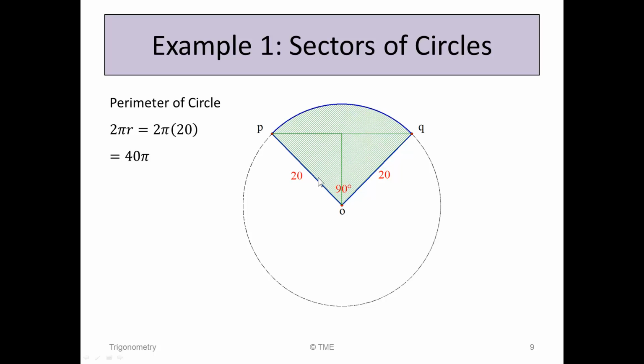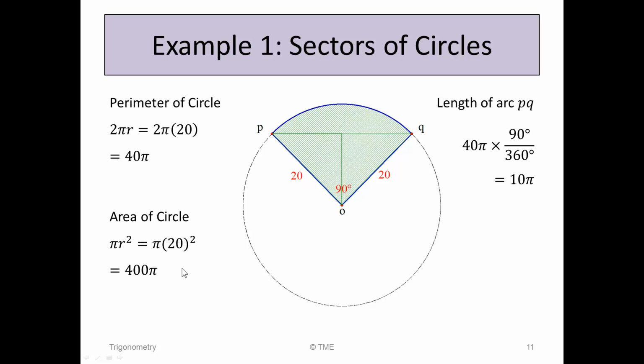So the whole sector shaded in green. Well, the perimeter of the circle is given by 2 pi r, or 2 pi times r in this case, the radius, 2 pi times 20, or 40 pi. The length of the arc PQ going around the outside is 40 pi, the same as the perimeter of the circle, times 90 over 360. 90 over 360 is a quarter, and a quarter of 40 pi is 10 pi.